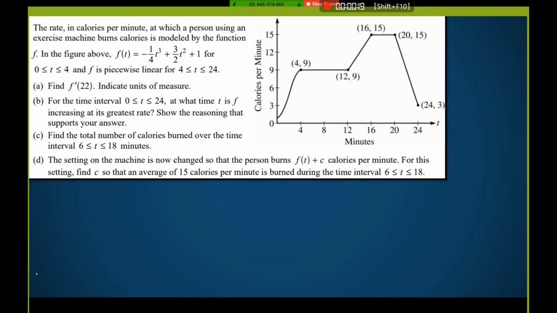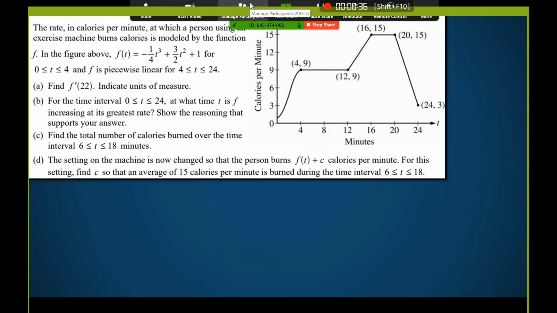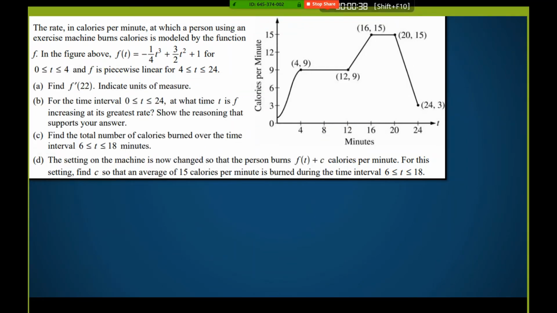So instead of just working this out, I'm going to start calling on people to do individual parts of this. So let's see what I've got. I've got Abby, Nikita, Nini, and Kyle on Skype. And Andrew, Eric on Zoom.